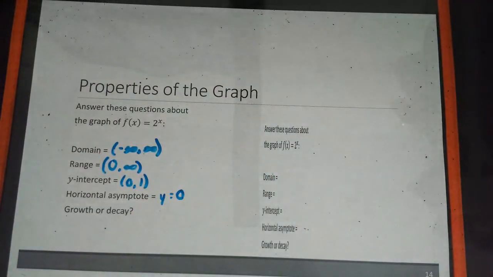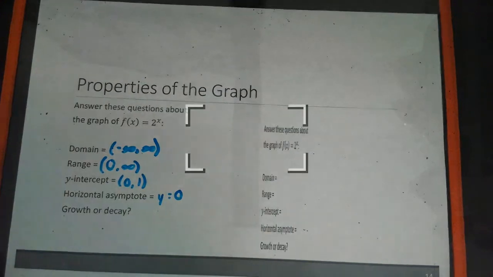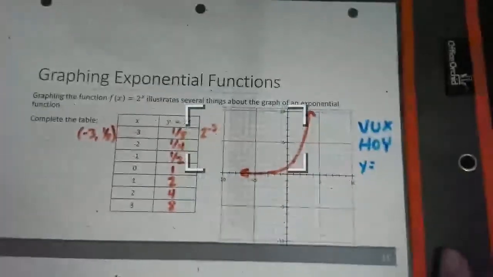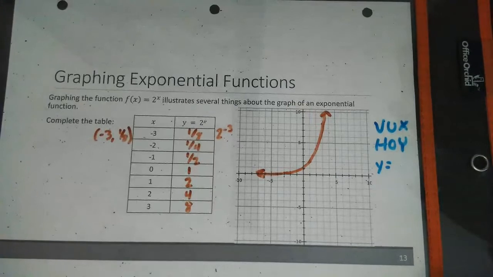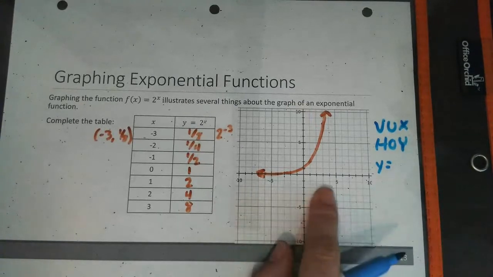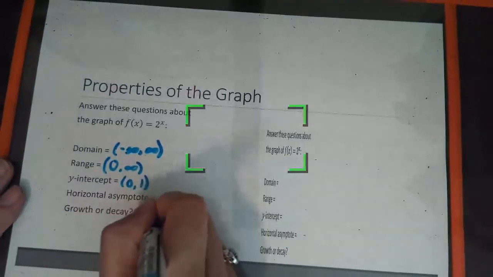Finally, we want to know whether this is growth or decay. So I want you to think back to when we were talking about increasing and decreasing. We go from left to right. If we go up, it's increasing. If we go down, it's decreasing. From left to right, we're going up, so we're increasing, and we would call that exponential growth.